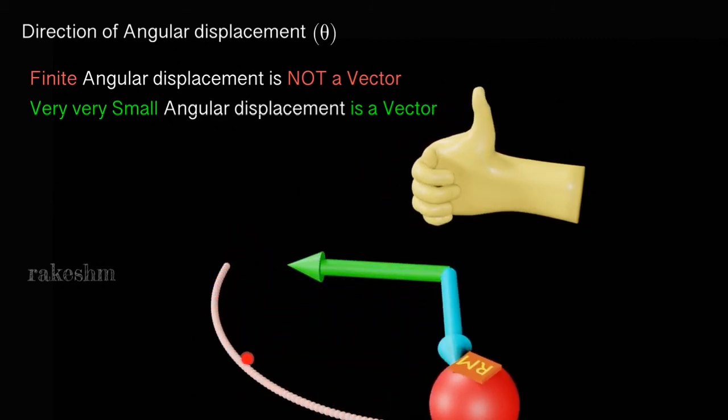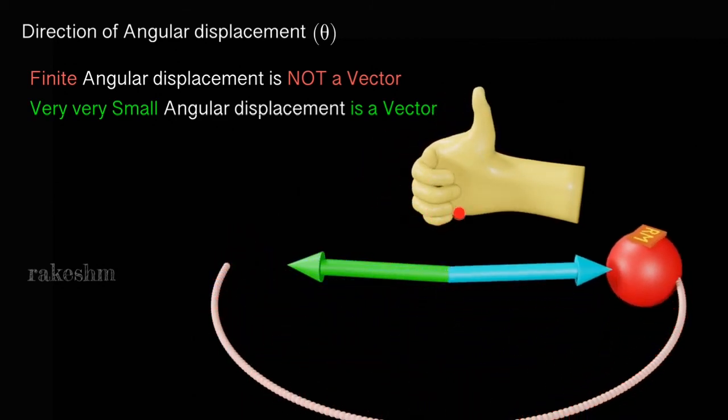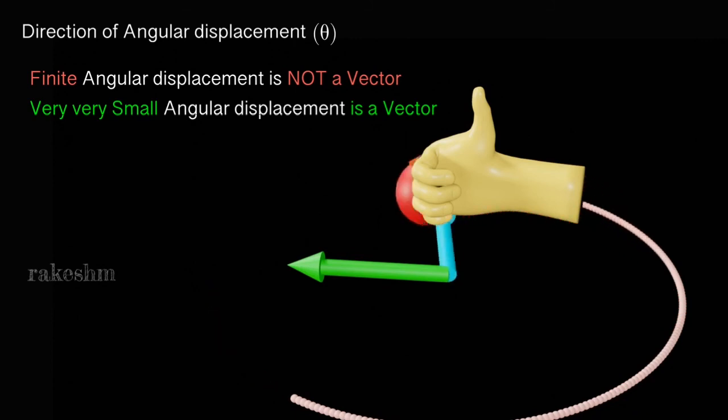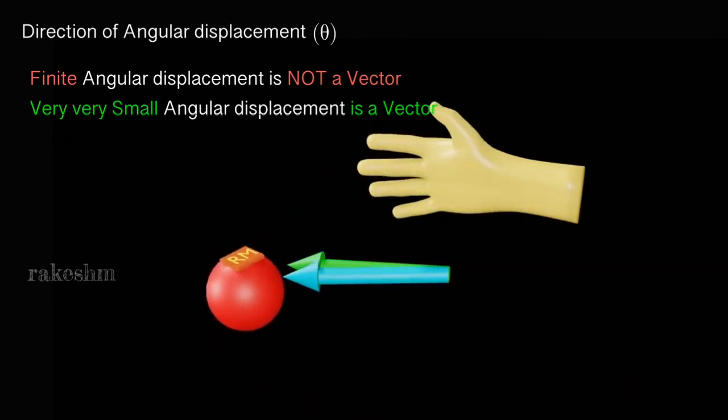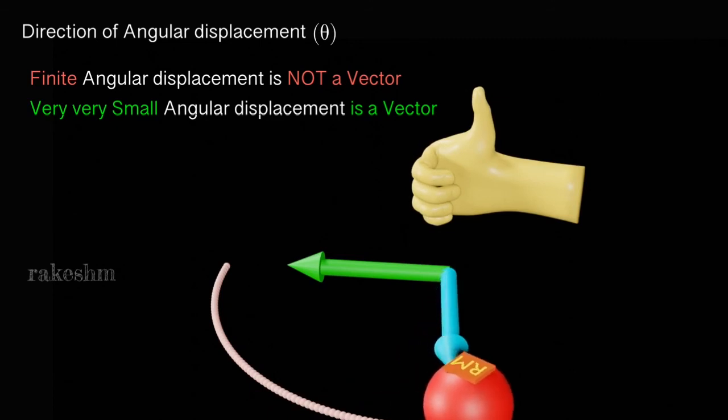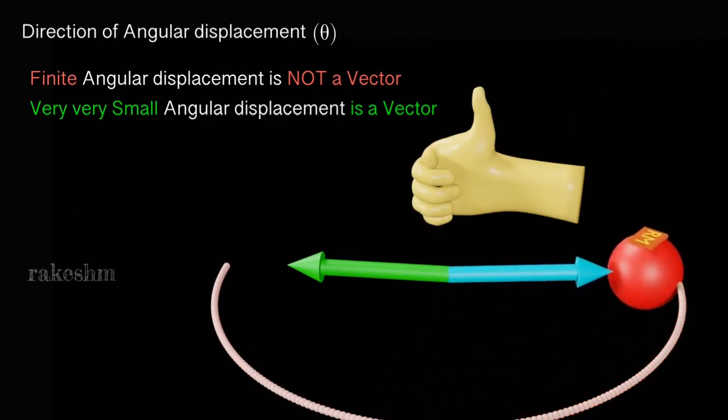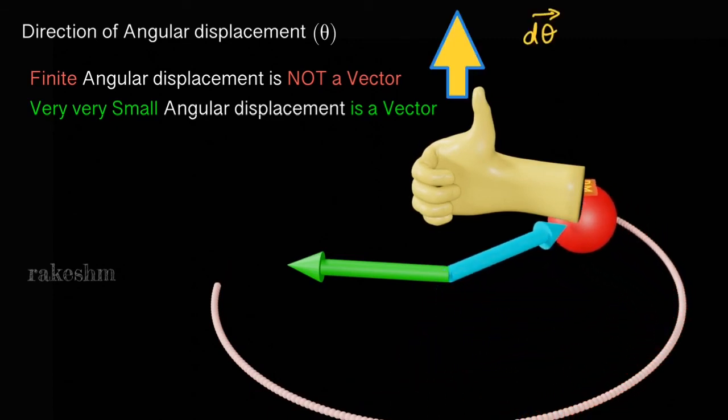Right, so the body is moving in this direction, you are turning your fingers in that direction, and the thumb is pointing in the direction of angular displacement. So this is the direction of angular displacement. Notice I'm writing d theta bar here as very small angular displacement is a vector.